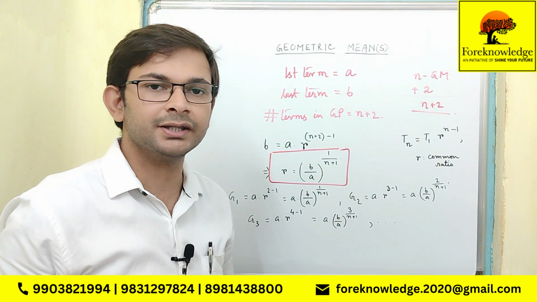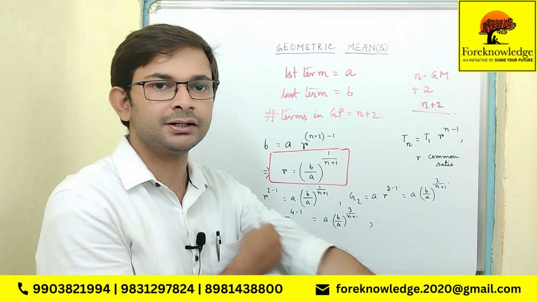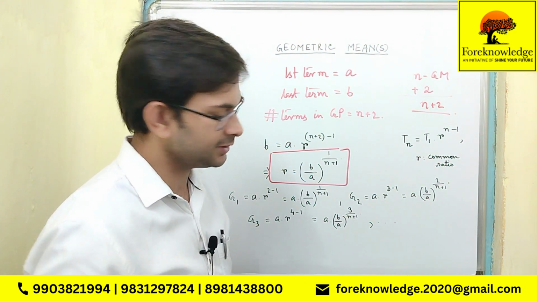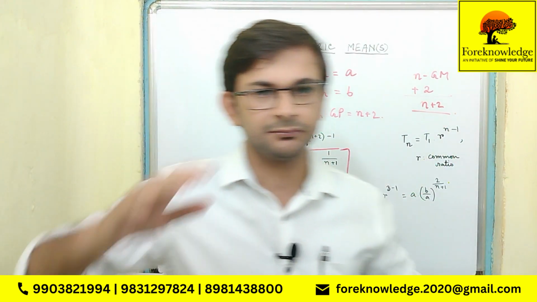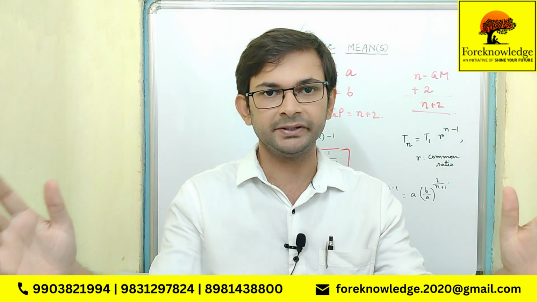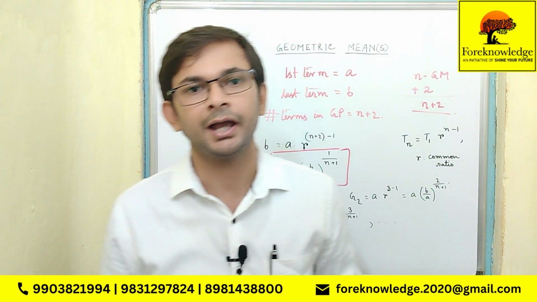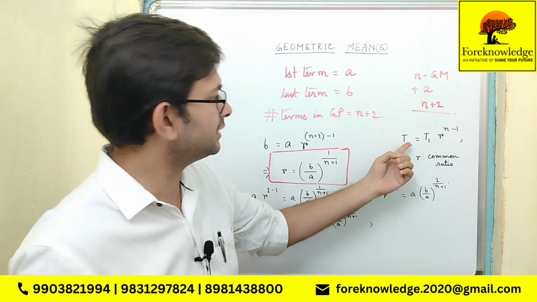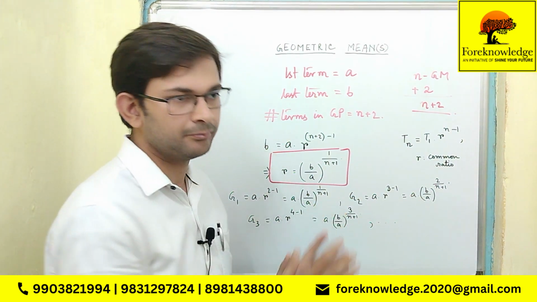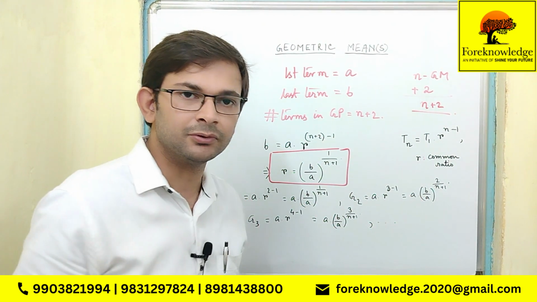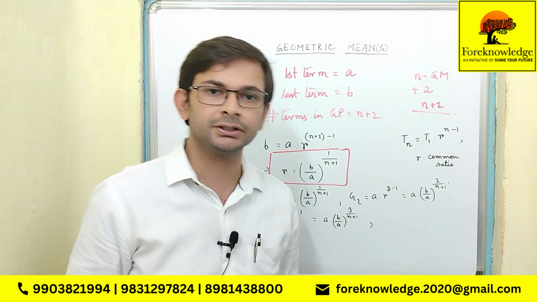That's how we find the geometric means given the first term, the last term and the total number of geometric means. We form the GP first using the first term, last term and the number of geometric means. Then we find the common ratio. Once we get the common ratio, we use the formula for the general term of a GP, multiply with the first term one by one and get the desired result.